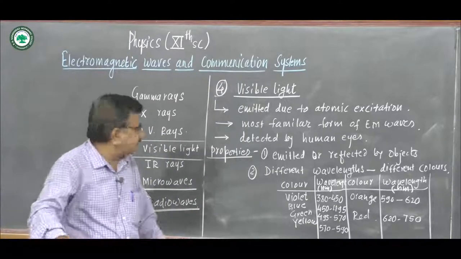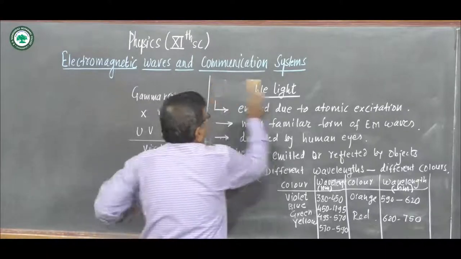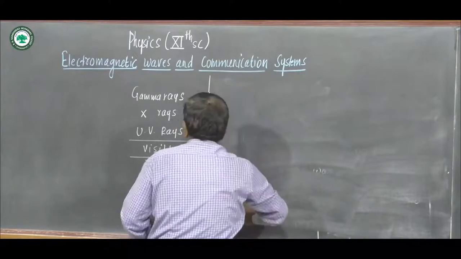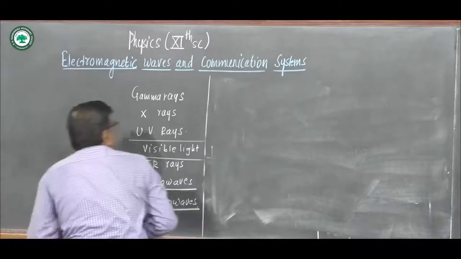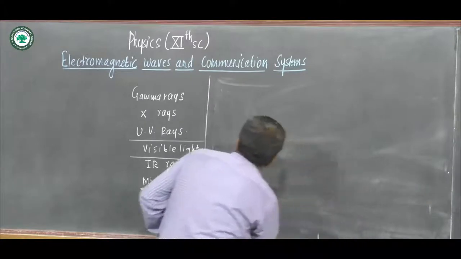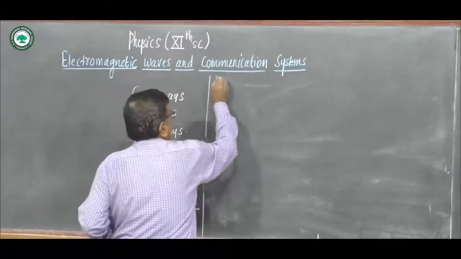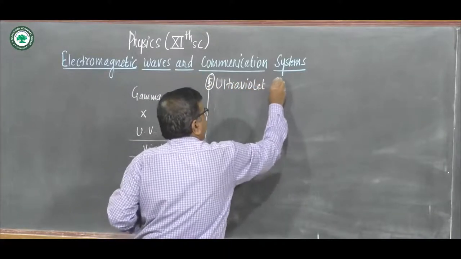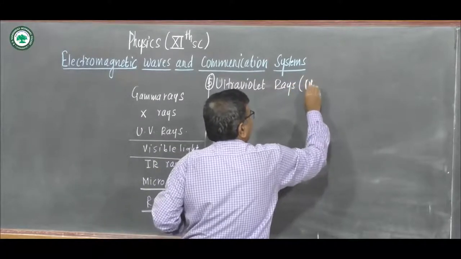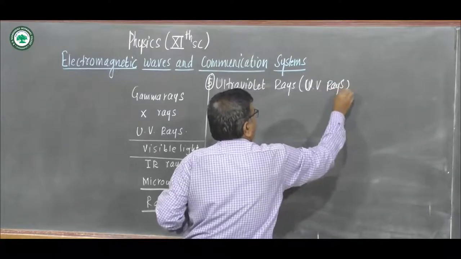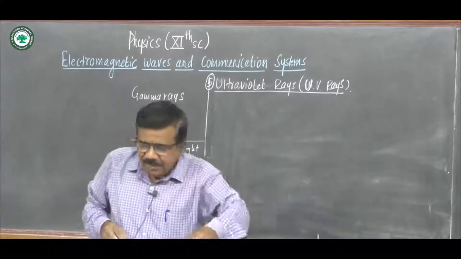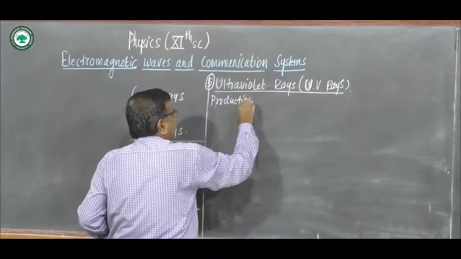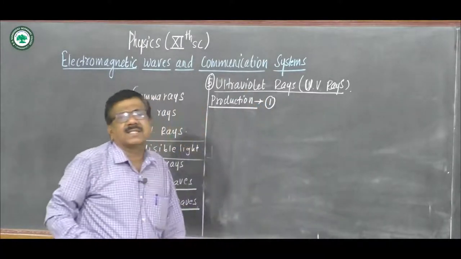The next part of the electromagnetic spectrum is ultraviolet rays or ultraviolet radiations. We see its production, properties, and its uses. UV rays are also a very important part of the EM spectrum. Or they are also called UV rays. They can be produced by mercury vapor lamp, electric spark, by different ways.